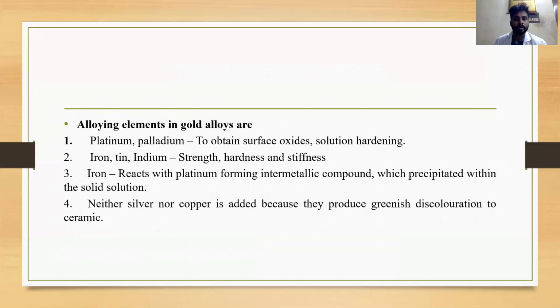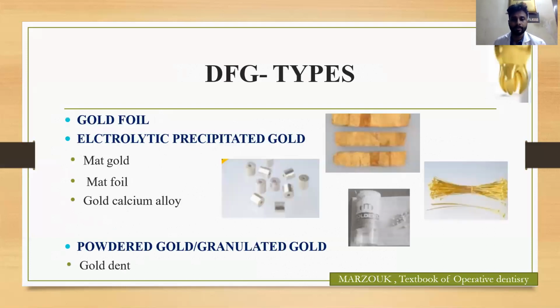Alloying elements in gold alloys: we have platinum and palladium, which are used to obtain surface oxide and solution hardening; iron, tin, and indium, which give strength, hardness, and stiffness; and iron reacts with platinum, forming an intermetallic compound which precipitates within the solid solution. Neither silver nor copper is added because they produce greenish discoloration of ceramic.